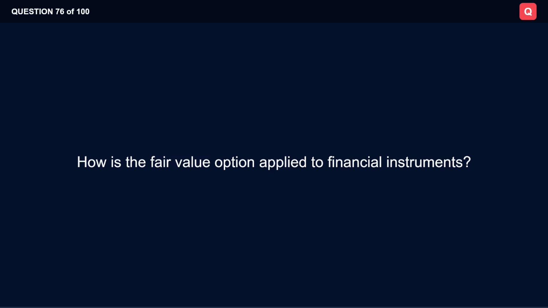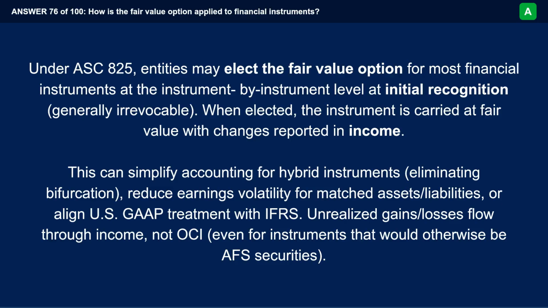How is the fair value option applied to financial instruments? Under ASC 825, entities may elect the fair value option for most financial instruments at the instrument-by-instrument level at initial recognition, generally irrevocable. When elected, the instrument is carried at fair value with changes reported in income.